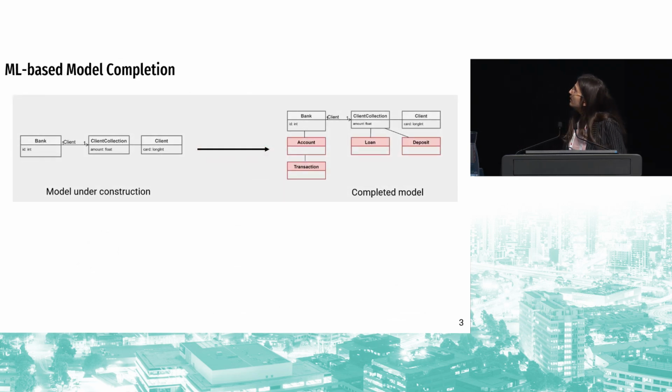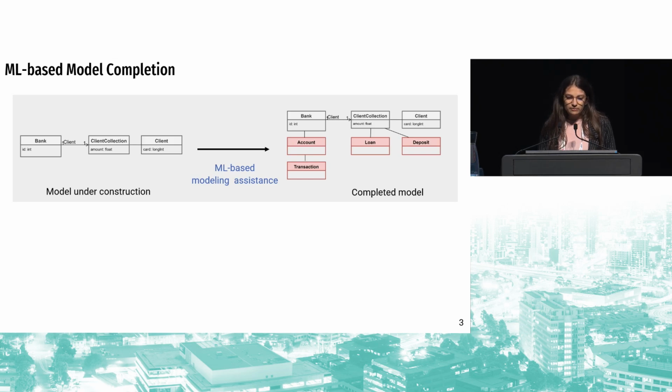So the idea is to have a model under construction. Here, for example, we have a class diagram as an example of formalism, and we can all tell that this class diagram is not complete and some elements could be added to the model, for example, concepts or class names. So we might use artificial intelligence techniques or natural language processing techniques to get these suggestions.